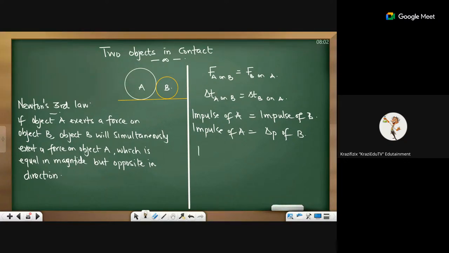Which means an examiner can tell you F net times delta T of A would be equal to M B times V F B minus V I B. I am using this quickly to open your mind that physics has a lot of manipulations. For impulse, we're not going to use a single symbol. We're just going to write it in full, impulse.